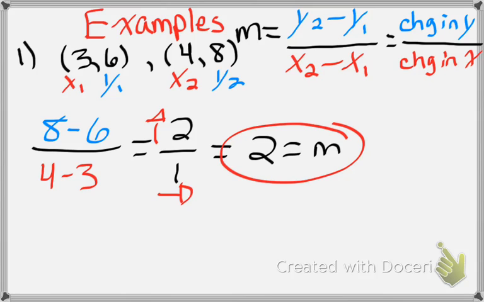And if you remember that quick ugly sketch I did, it looked like it went up 2 over 1, was the general idea of what it did. So this is the slope of that line. You found it. You're done with this question.